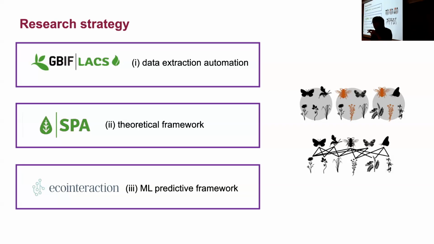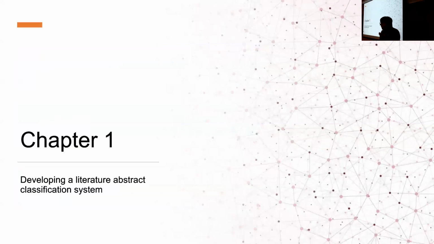Chapter 1, machine learning that can classify and try to automate the process of the data extraction. The second is a framework that relates genetic diversity with the concepts of the ecological niche. And the third is the machine learning that tries to predict these interactions. So I will talk about chapter 1.